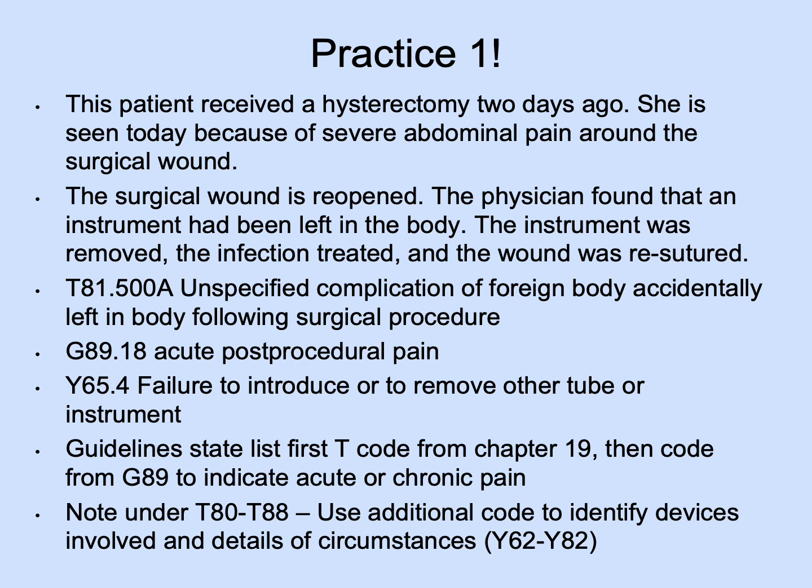Okay, the guidelines state first the T code from Chapter 19, then a code from G89 to indicate acute or chronic pain. We want to say this is acute pain. Note under T80 through T88, use additional code to identify devices involved and details of circumstances. So that's why we're going to use the Y65.4. Okay?